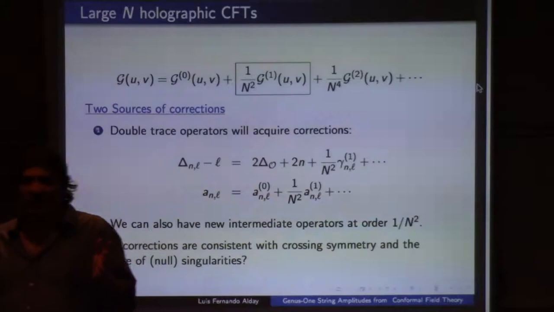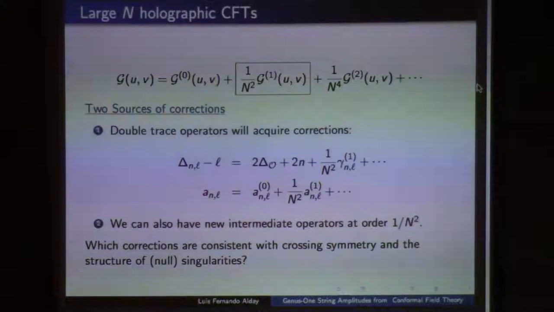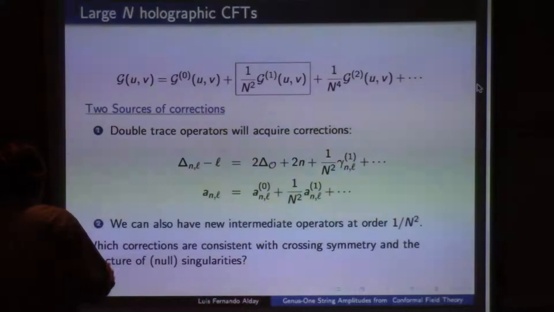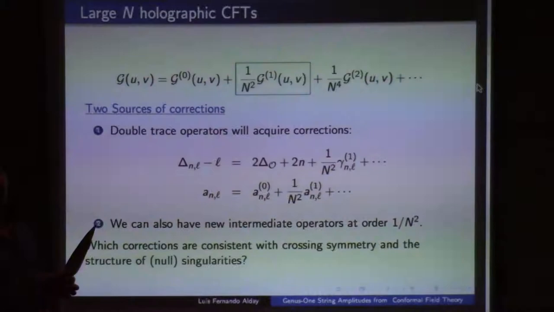But in addition, there is a more subtle effect, and it's that new intermediate operators appear at order 1 over n squared. At zeroth order, the intermediate operators were just the double traces, but it could be that at order 1 over n squared, a new operator appears. And the question we are asking now is, which corrections are consistent with crossing symmetry and the structure of null singularities? And it turns out, this question has a unique answer. And let me give it to you.